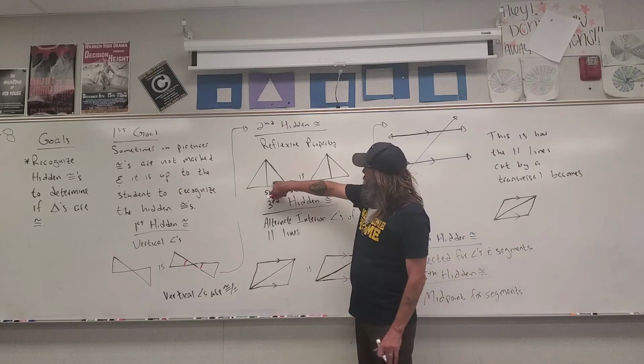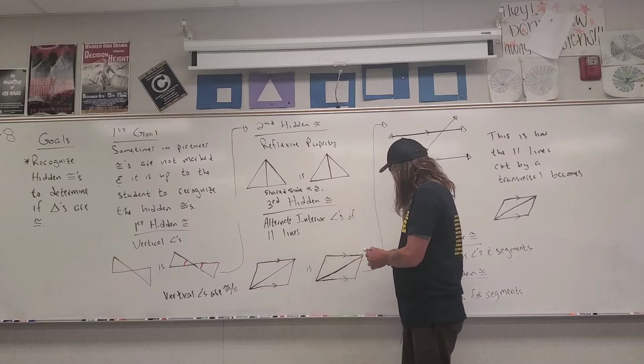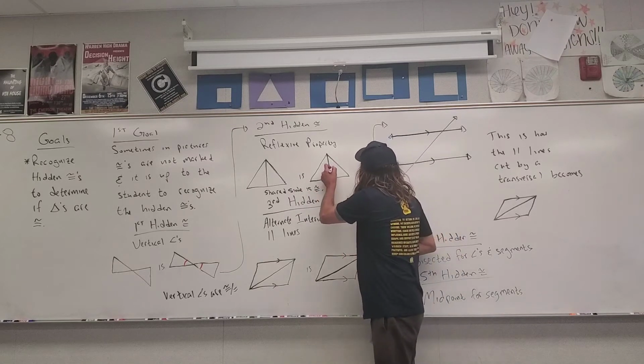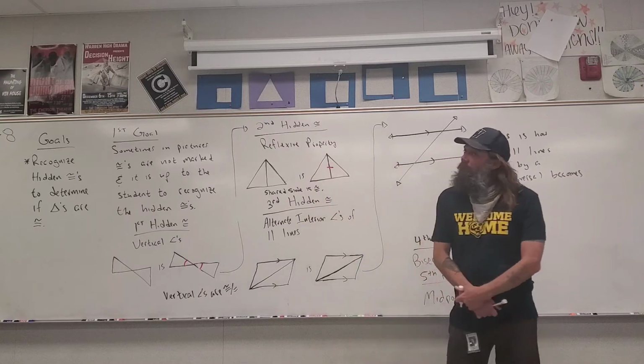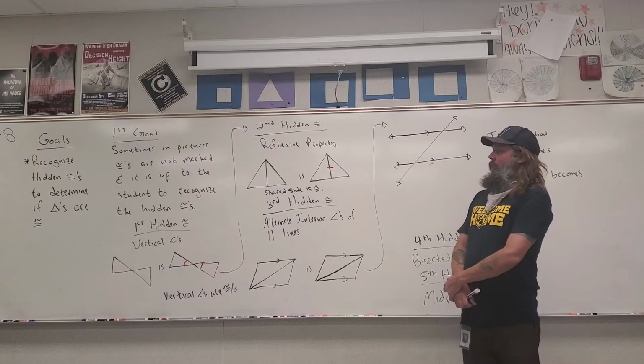The second hidden congruence is the reflexive property. And if you have triangles that are next to each other like this, you can say that the side that they share, the shared side, is congruent. You get a congruent side. That side's the same side as in both triangles, so you get a free congruent side.